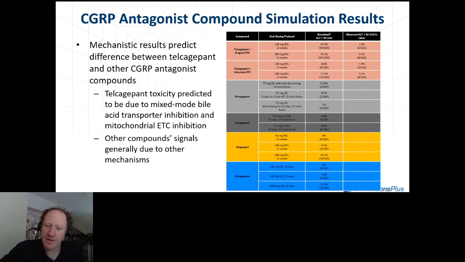You could see with rimegepant the relative safety at the beginning of those clinical doses. And with zavegepant, you could jack it all the way up to 100 times the clinical dose and see nothing. With atogepant and ubrogepant, you couldn't pull it up maybe that high, but you still had a 5 to 10-fold safety margin there. And you could also see some pretty substantial mechanistic differences between the two as well.